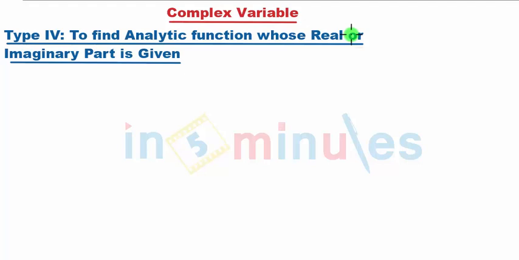And what we need to do here, we need to find analytic function whose real part or imaginary part is given. Or you can say vice versa. That is, out of these two parts, one will be given, and you need to find the analytic function as well as the other part. So either u will be given, or v will be given. Out of this, any one will be given, and we need to find f of z.